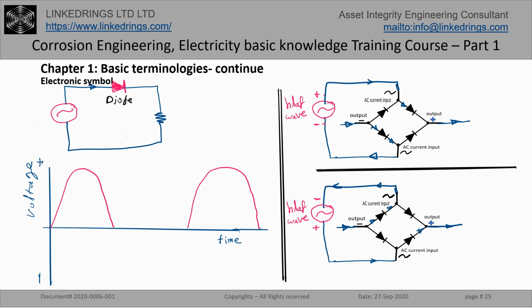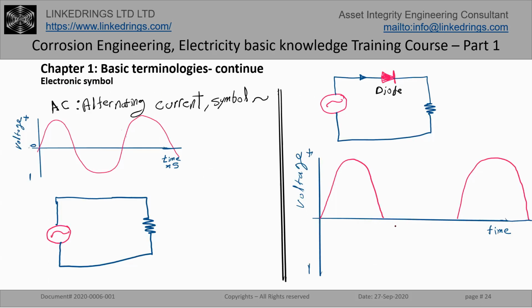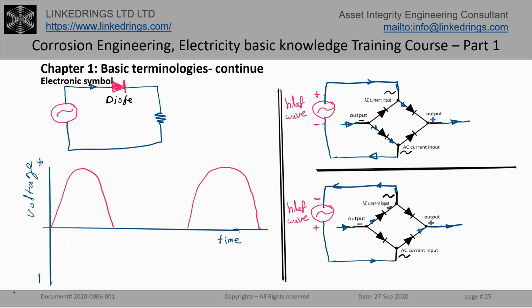So it's positive. The current cannot go in this way. So this is a single-diode circuit, or half wave. We call it half wave. So this is the half wave.